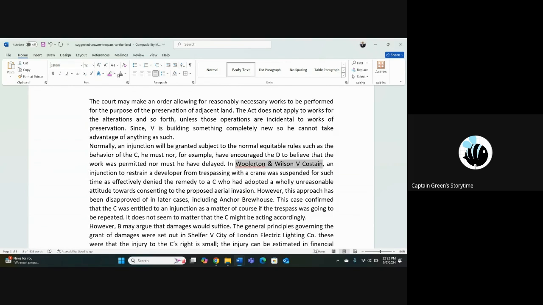Let's note this case first of all. An injunction to restrain a developer from trespassing with a crane was suspended for such time as effectively denied the remedy to a C which had adopted a wholly unreasonable attitude towards consenting to the aerial invasion. However, this approach has been disapproved in several cases, including Anchor Brewhouse. This case confirmed that C was entitled to an injunction as a matter of course if the trespass was going to be repeated. It does not seem that the C might be acting accordingly.